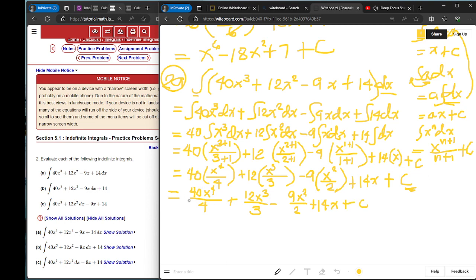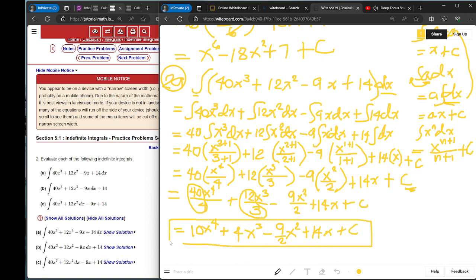So I can still simplify this portion. 40 over 4 is 10, so this becomes 10x to the 4th. Same with the second term: 12 over 3 is 4, so that's 4x cubed, minus 9 over 2. I can write it in this manner or just like this; they're the same. Then plus 14x plus c. So this is now our answer for 2a.